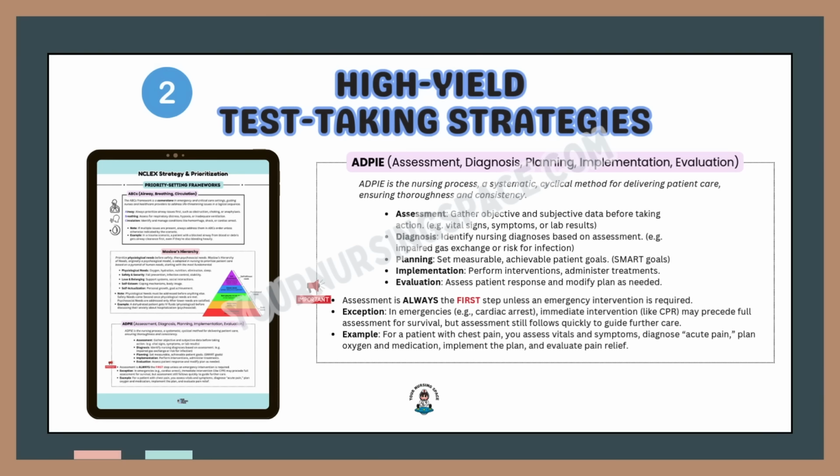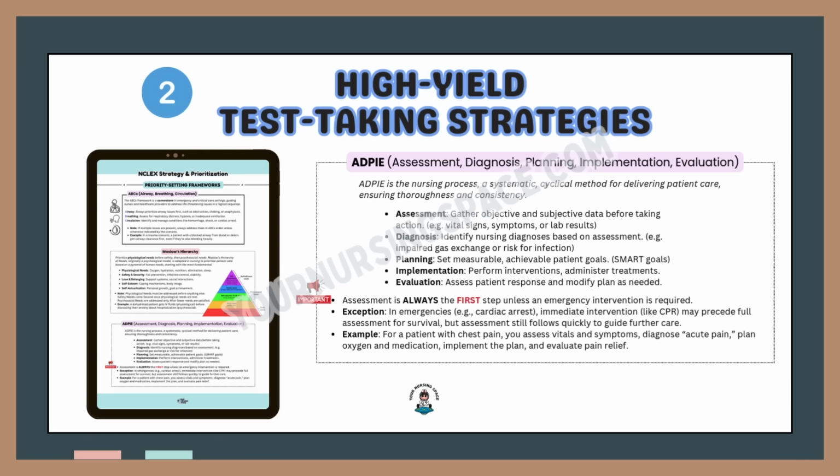That's assessment, diagnosis, planning, implementation, evaluation. It's your systematic roadmap for patient care. Step 1 is always assessment. Gather data like vitals, symptoms, or lab results, both what you see and what the patient tells you. Then diagnosis. Figure out nursing problems like impaired gas exchange or risk for infection. Planning comes next. Set goals that are specific, measurable, and doable.